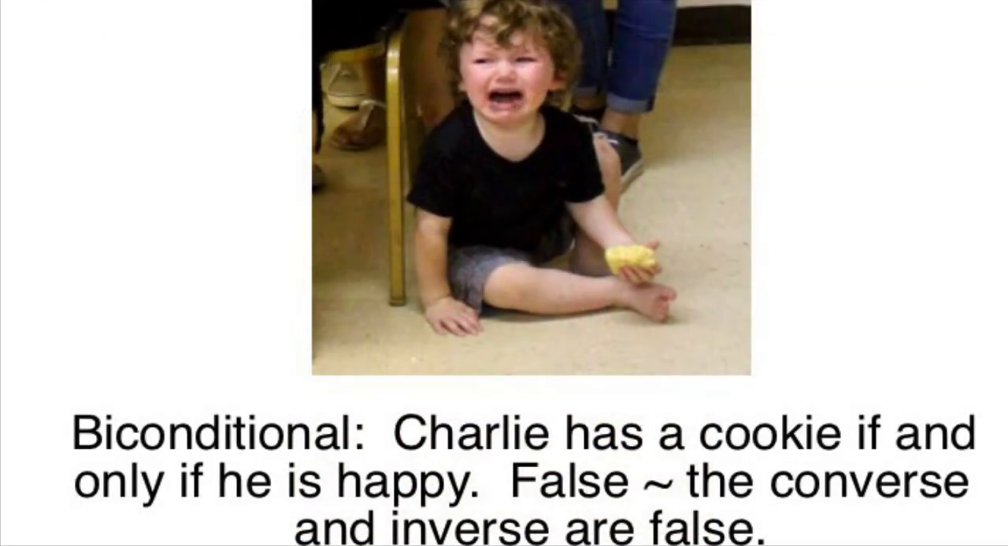And then finally there at the bottom is the biconditional statement. A biconditional statement is written from both the conditional and the converse. So you take the two pieces, the hypothesis and the conclusion, and you put if and only if in between. Charlie has a cookie if and only if he is happy. And that's actually a false biconditional because the converse is false. In order to be a true biconditional, both the conditional and the converse have to be true.